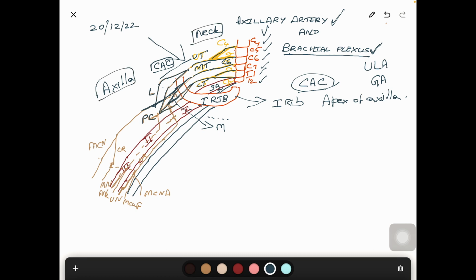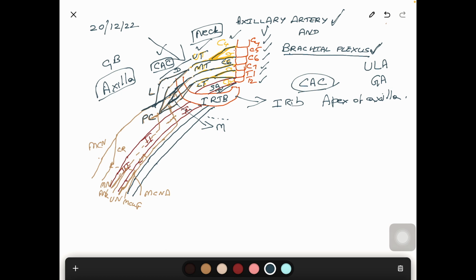So in the brachial plexus, the root stage and trunk stage are present in the neck. The division stage is present in the cervicoaxillary canal. The cord and branch stage are present in the axilla. That's what we are seeing. Now we will see the axillary artery.